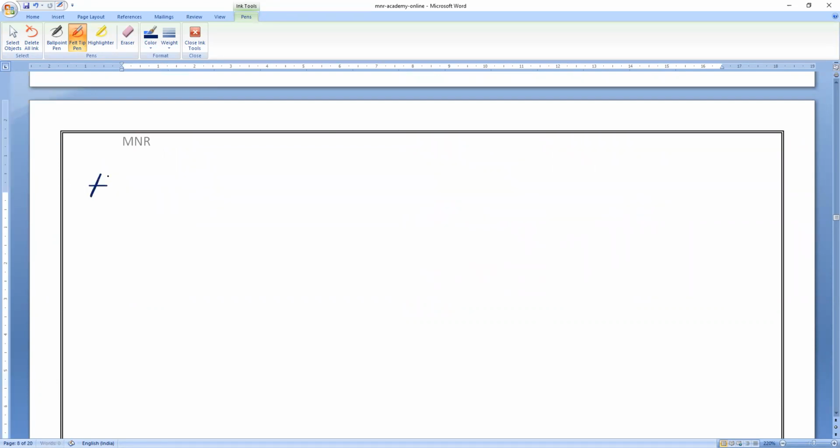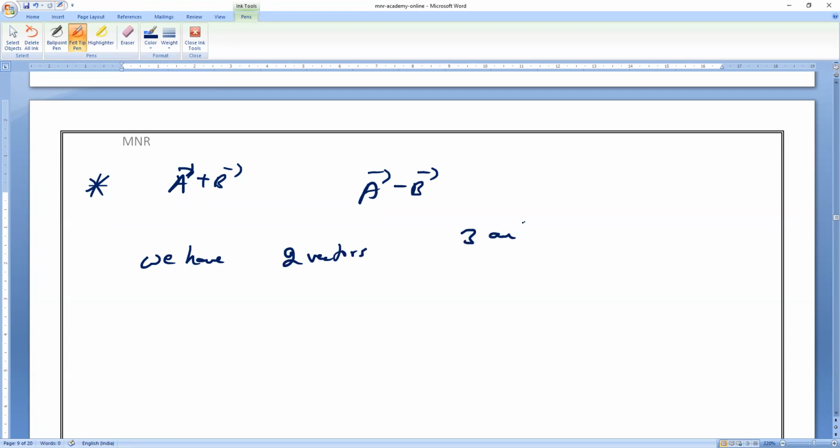Now, all of you remember, I am saying the addition of 2 vectors, A plus B, and this one is A minus B. So that is what we have done. Now, we have 2 vectors, 3 and 4. What is the vector magnitude? One is 3 and another one is 4.